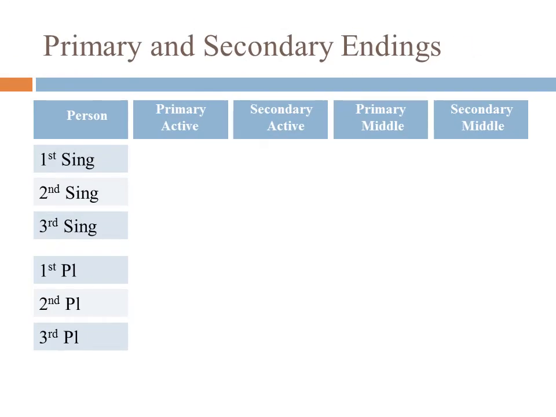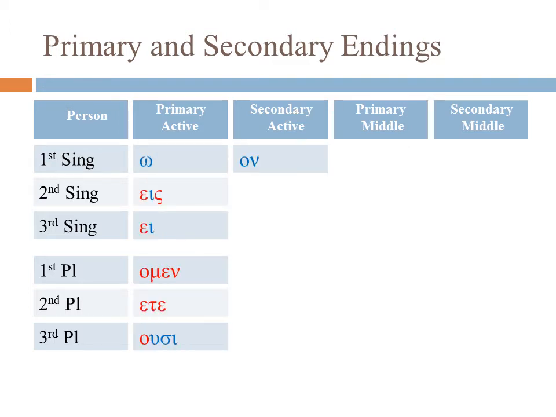The comparison of primary and secondary endings. One of the easiest ways to learn secondary endings is to see how they differ from primary. The primary active we know is ω, εις, ει, ομεν, ετε, ουσι. The secondary active is ον instead of ω. And then the second singular is ς instead of εις. It's lost that little iota. And the same thing happens in the third singular. We have ε instead of ει, with a new movable nu. So instead of ω, εις, ει, we have ον, ες, ε.